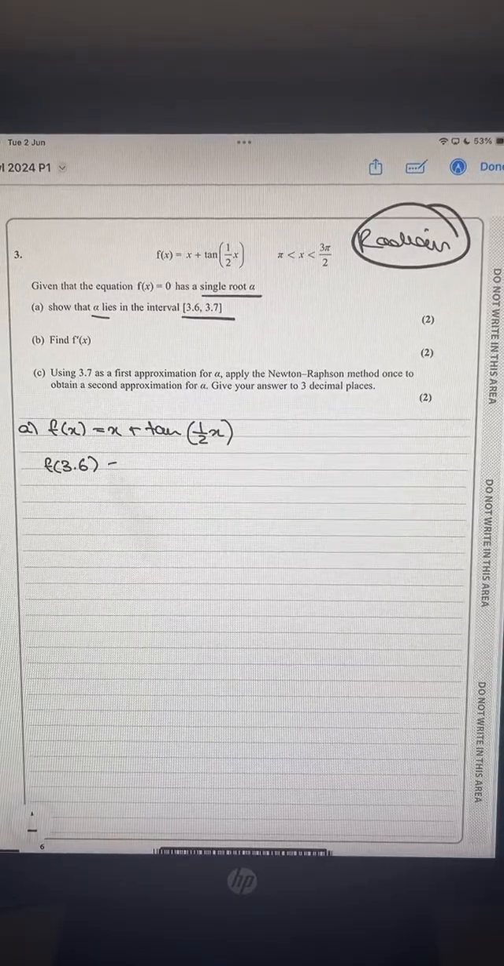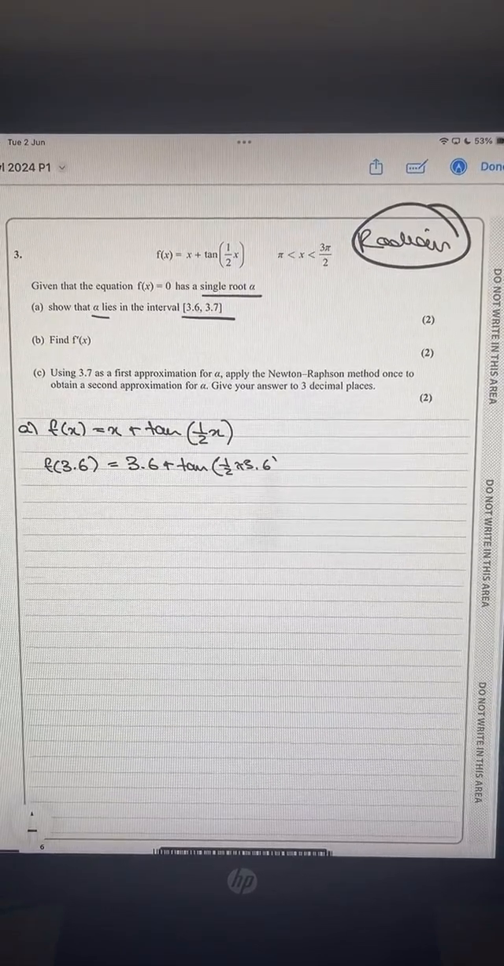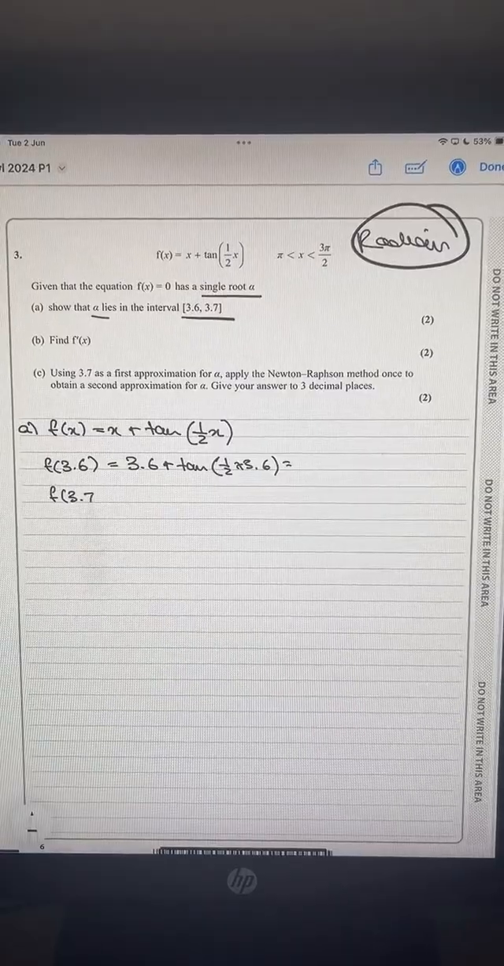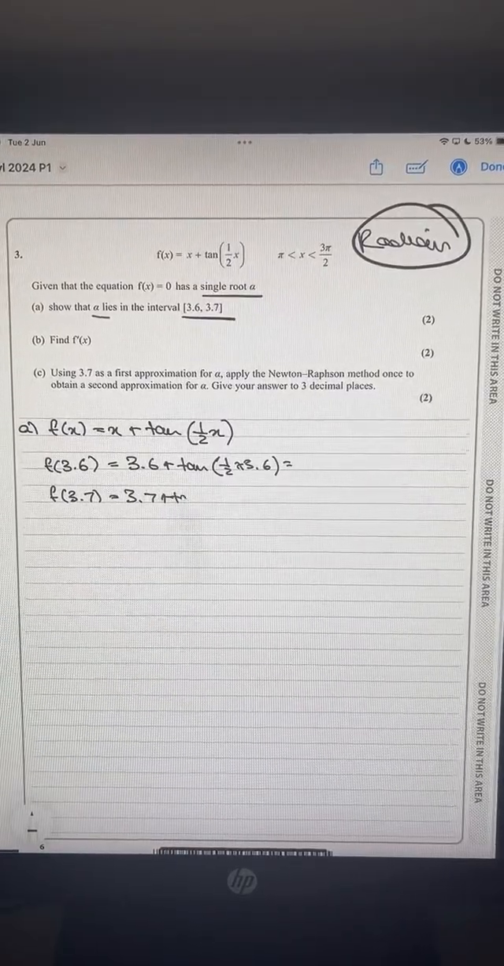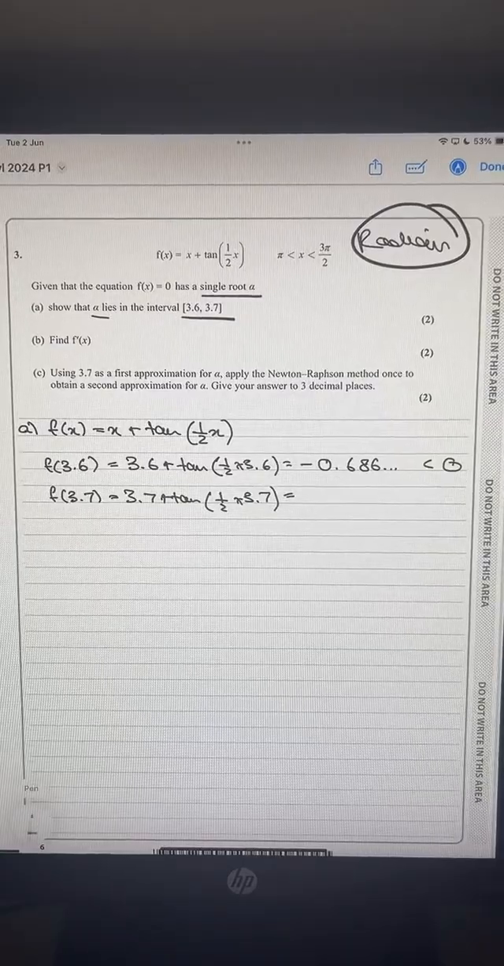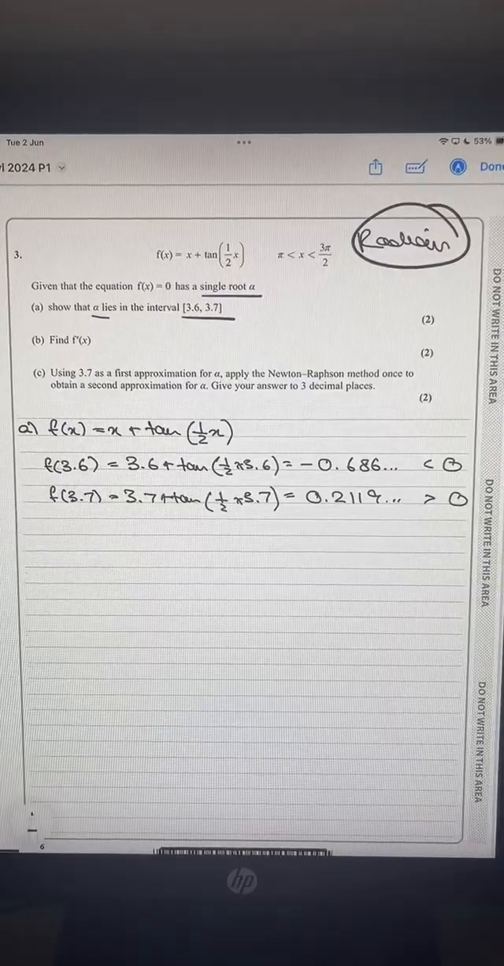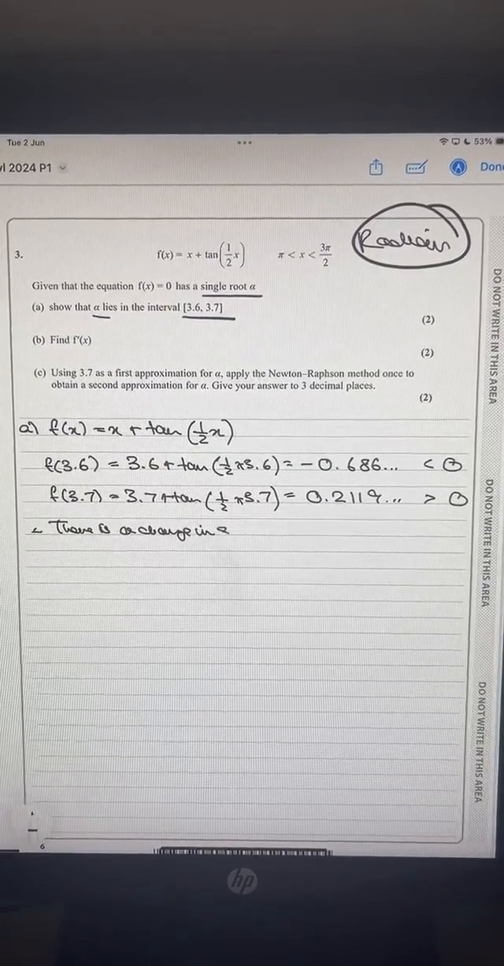So f of 3.6 is equal to 3.6 plus tan of a half times 3.6. And then f of 3.7 is equal to 3.7 plus tan of a half times 3.7. Put that into your calculator and you get a negative answer here, negative 6.86 and so on. I say it's less than 0. I'm hoping for a positive answer for the other, and indeed I get one, otherwise the question would be wrong. I say that's greater than 0. So I say, therefore, there is a change in sign.